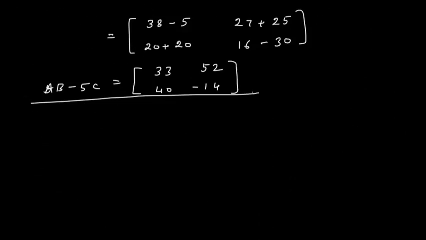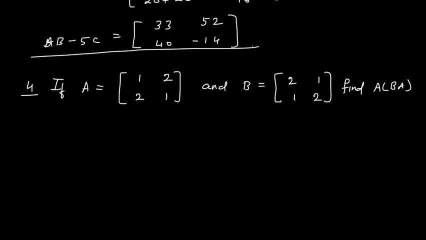This is the third problem. Okay, let us see the fourth one. Now this fourth problem, A is given, B is given, we have to find A into BA. So first what you do? First you will find B cross A. So let us find BA.